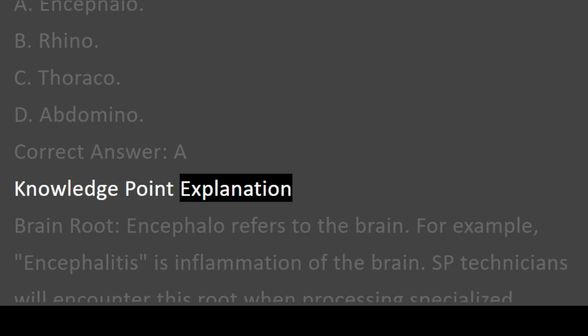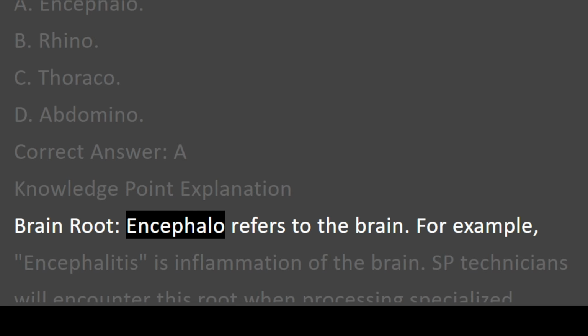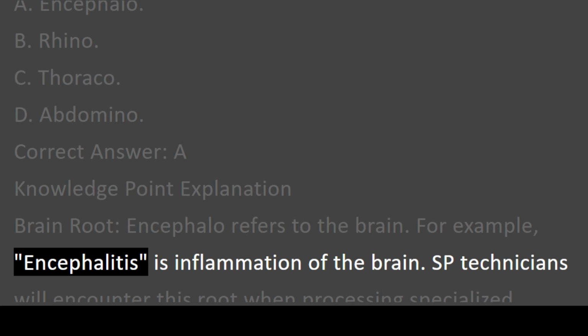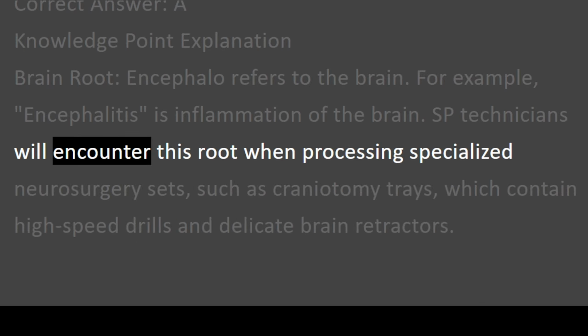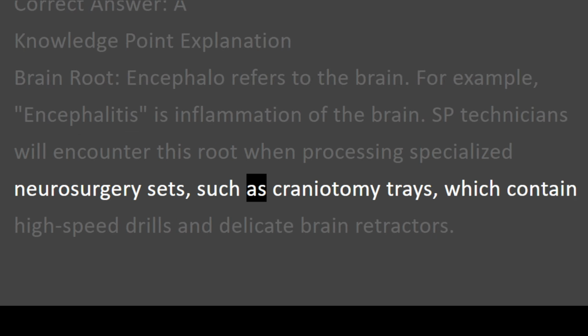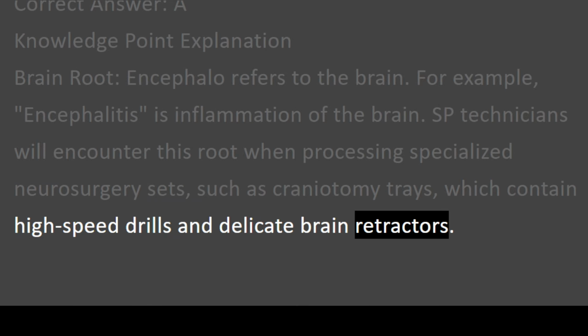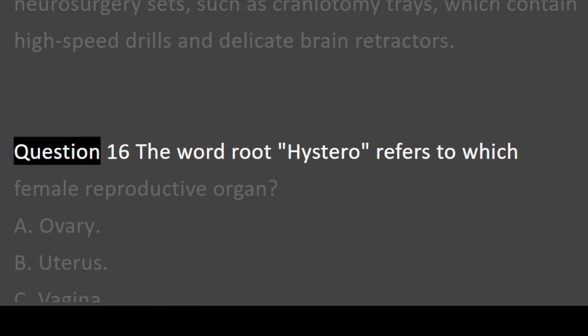Knowledge point explanation. Brain root, encephalo refers to the brain. For example, encephalitis is inflammation of the brain. SP technicians will encounter this root when processing specialized neurosurgery sets, such as craniotomy trays, which contain high-speed drills and delicate brain retractors.